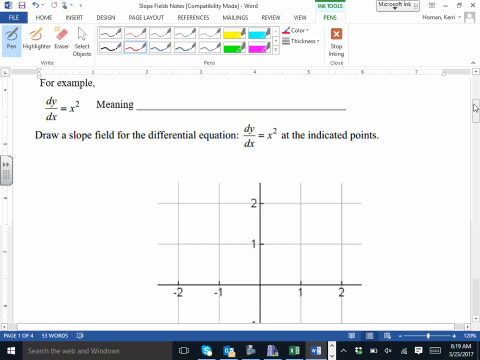Slopes. Ah. So since this is describing the derivative, then for any point, we know the slope is x squared.